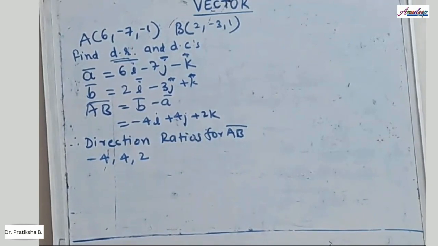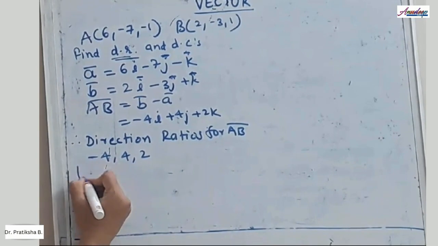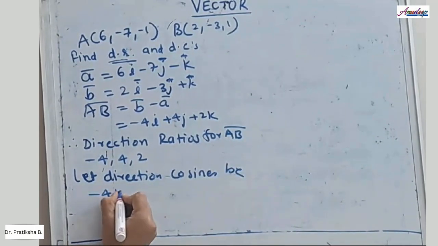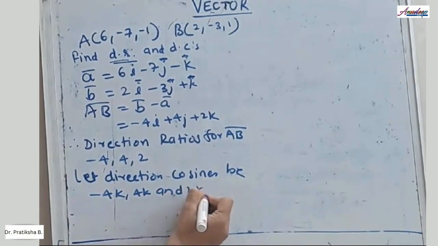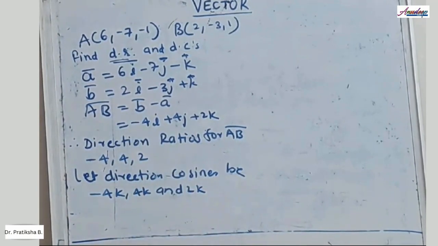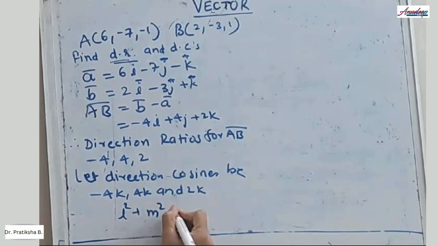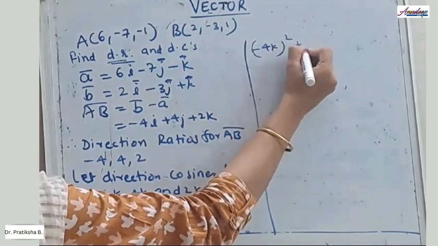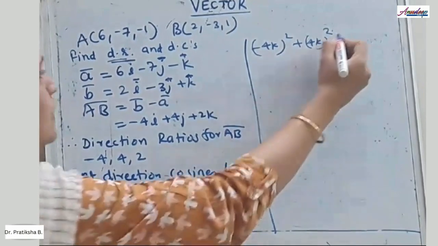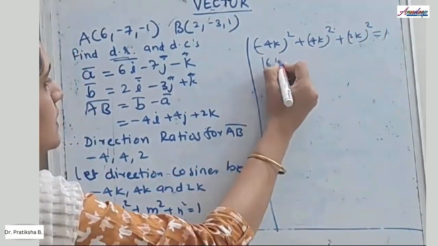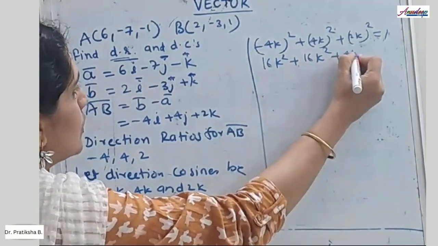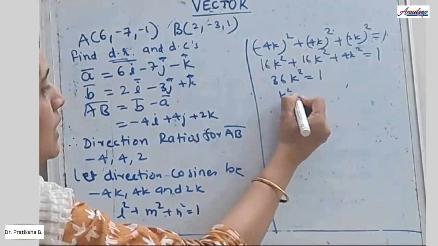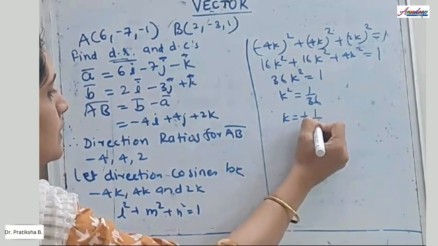Now for finding the direction cosines of AB, let us assume that the direction cosines are minus 4k, 4k and 2k. We do not know the value of k, we will figure that out. The property of direction cosines that we know is l square plus m square plus n square equals 1. Using this property, we get minus 4k square plus 4k square plus 2k square equal to 1. So it is 16k square plus 16k square plus 4k square equal to 1. 32 plus 4, that is 36 into k square equals 1. K square is equal to 1 by 36. K is equal to plus minus 1 by 6.